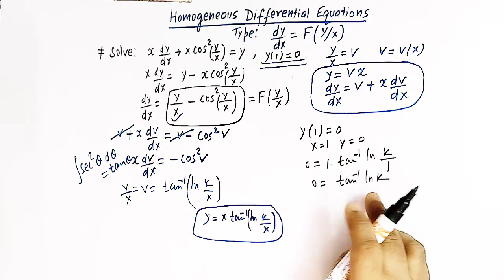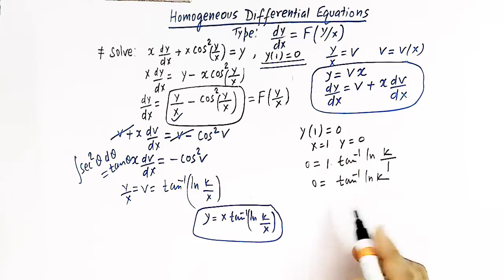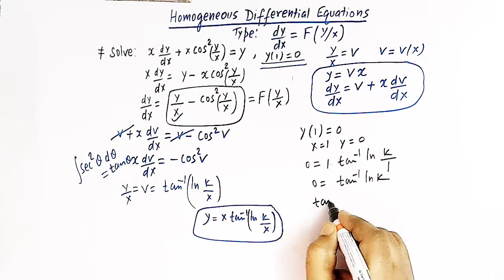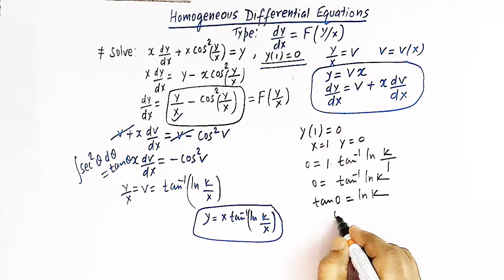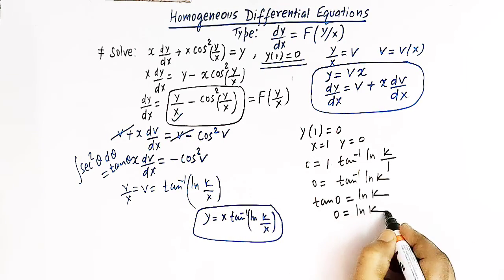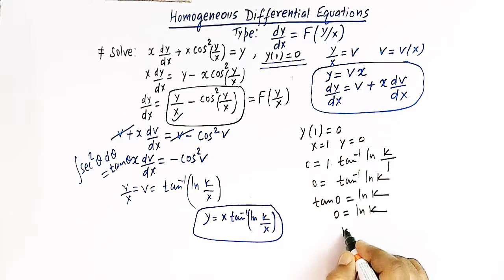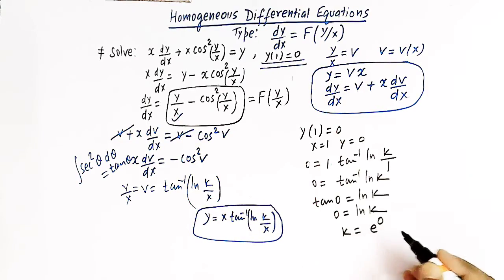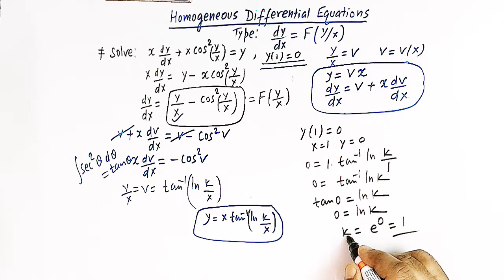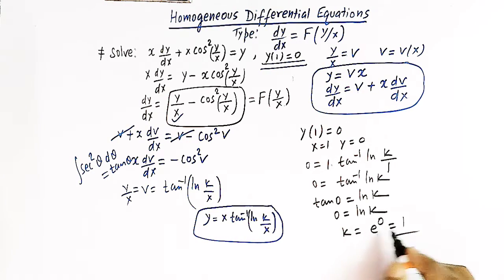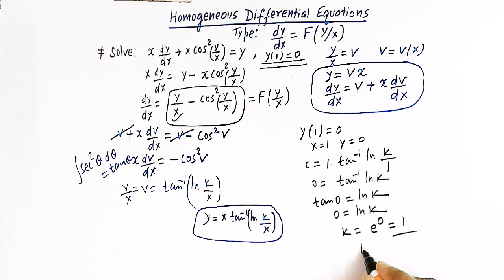So now we can solve this equation for k. So we can take the tangent of 0, and here we have log of k. So tan 0 is 0, we have log of k equal to 0, and then k can be written as e raised to 0, that is equal to 1. So the value of the constant of integration k is equal to 1.